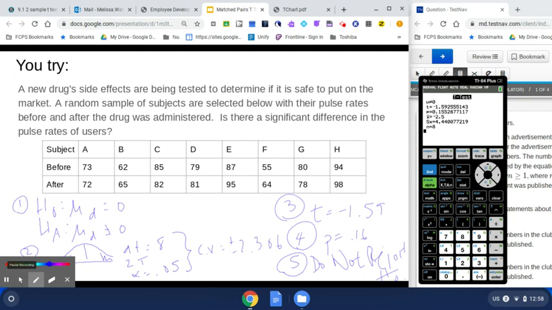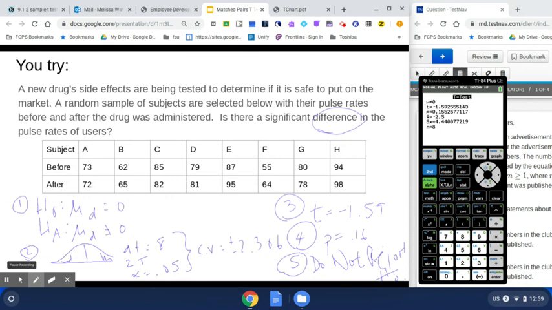Okay, guys, here are the solutions to this matched pairs t-test. For step number 1, the null hypothesis, again, mu sub d is equal to 0, meaning there's no difference in pulse rates before and after the drug. The alternative hypothesis, we just wanted to see if there was a difference, so mu sub d is not equal to 0. It's a two-tailed test, the degree of freedom. There were 9 matched pairs, so 8 degrees of freedom. Two-tailed section with an alpha of 0.05 gives us a critical value of positive or negative 2.306 from the t-chart.